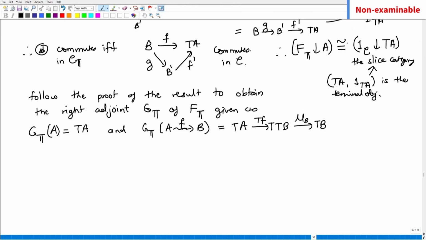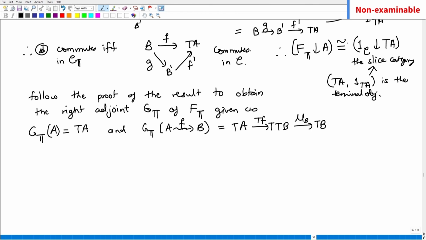Now that we have shown that this arrow category is isomorphic to the slice category, which always has a terminal object, using the dual of that result, or you actually follow the proof of that result, to obtain the right adjoint G_T of F_T. If you follow the proof properly, you will know that G_T of A is TA and G_T of this wiggly arrow from A to B will be this composition TA to TTB by TF, followed by mu B, so that we land in TB itself.